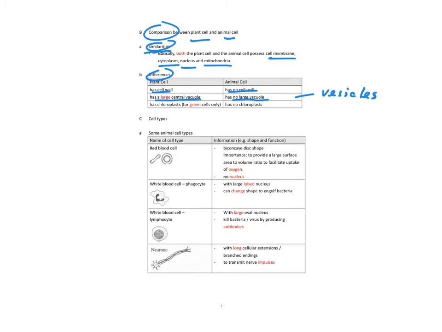A plant cell sometimes has chloroplast because they are confined to green cells only. For animal cells, strictly no chloroplast. I am going to introduce to you some cell types that you should, as a biology student, remember at least a number of animal cell types.